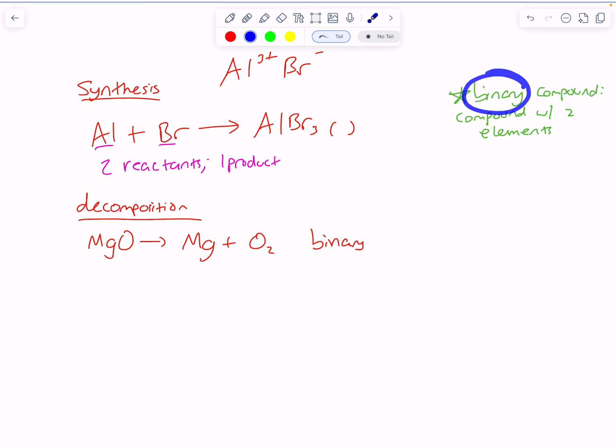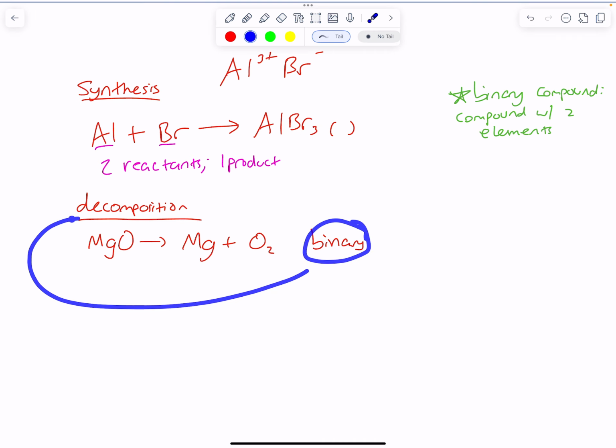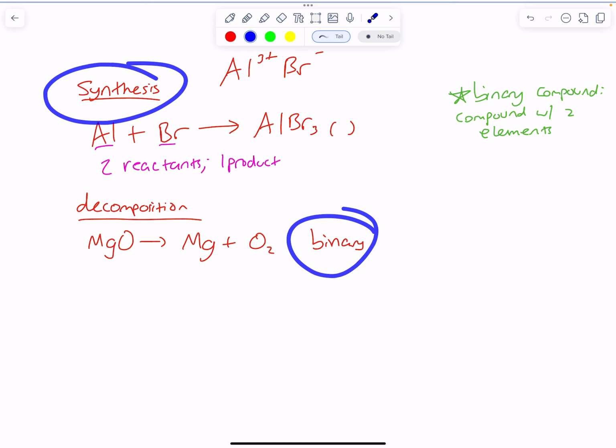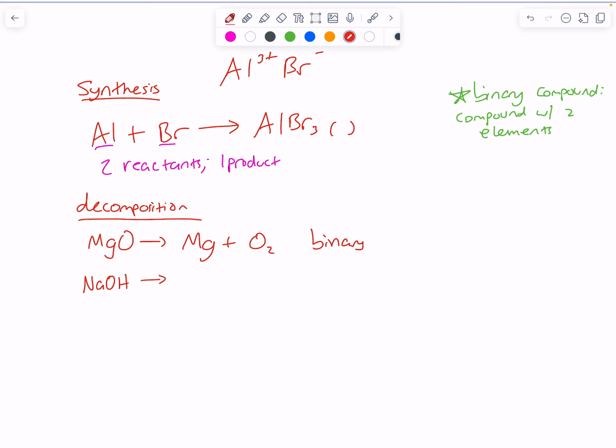This binary word that I keep hearing students say when I ask them what kind of reaction this is only applies to decomposition. You can't have a binary synthesis. That makes no sense at all. Binary only refers to decomposition, and the same goes for the next three I'm going to tell you. It's a type of decomposition. So that's a binary decomposition, the most simple one. Another type of decomposition you might get is a metal hydroxide. Metal hydroxides break up into a metal oxide and water.